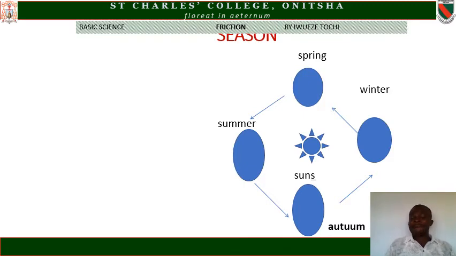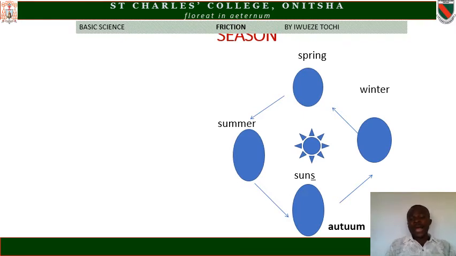You can see how the sun is at the center. You see a picture like a star; that picture like a star is the sun. The blue ones like earth are the earth. We assume that this is how the earth moves, and this is how the seasons in a year come about.